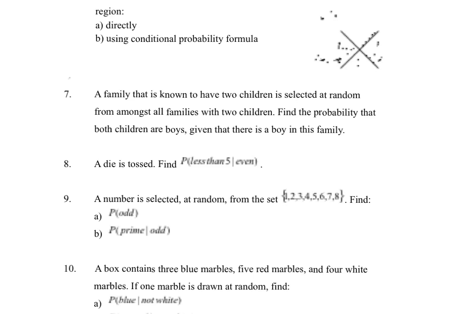A family that is known to have 2 children is selected at random from amongst all families with 2 children. Find the probability that both children are boys, given that there is a boy in the family. Okay, so a family is known to have 2 children, is selected at random from amongst all families who have 2 children. Find the probability that both children are boys, given that there is a boy in the family. It's a tongue twister.